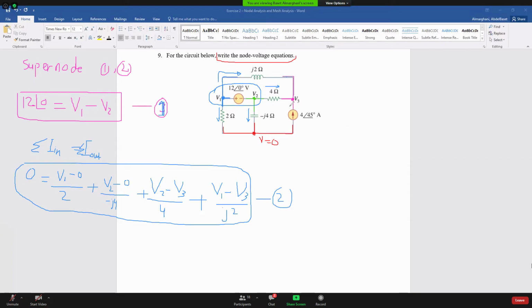Now the third equation is at this point. So this is node 3. At this node, I have 3 branches. One current is coming, and 2 currents, I'm going to assume they're leaving. So the current coming to the node is 4 angle 45.